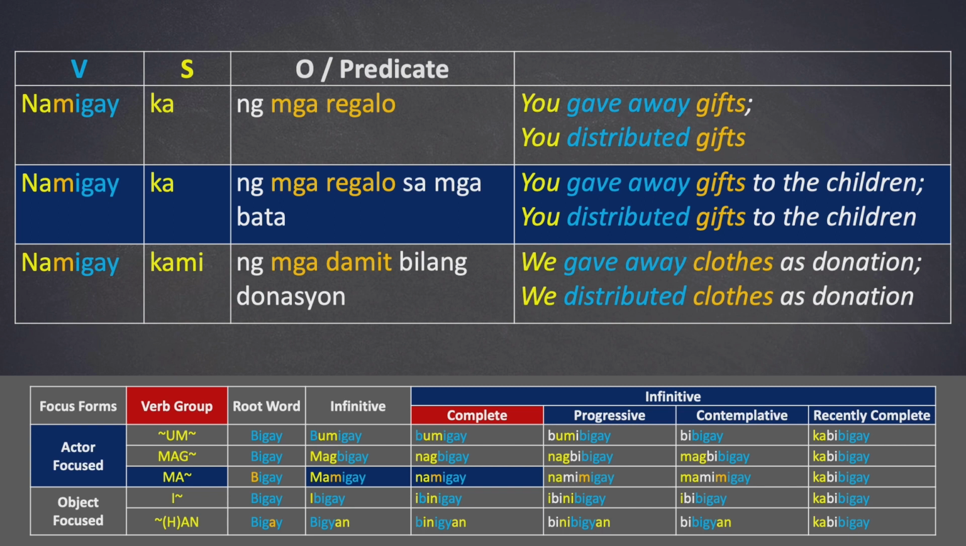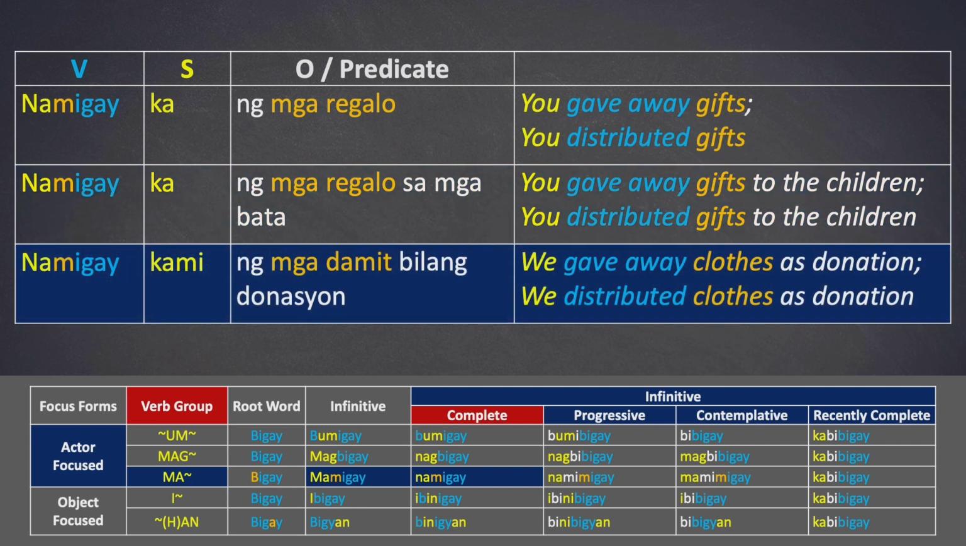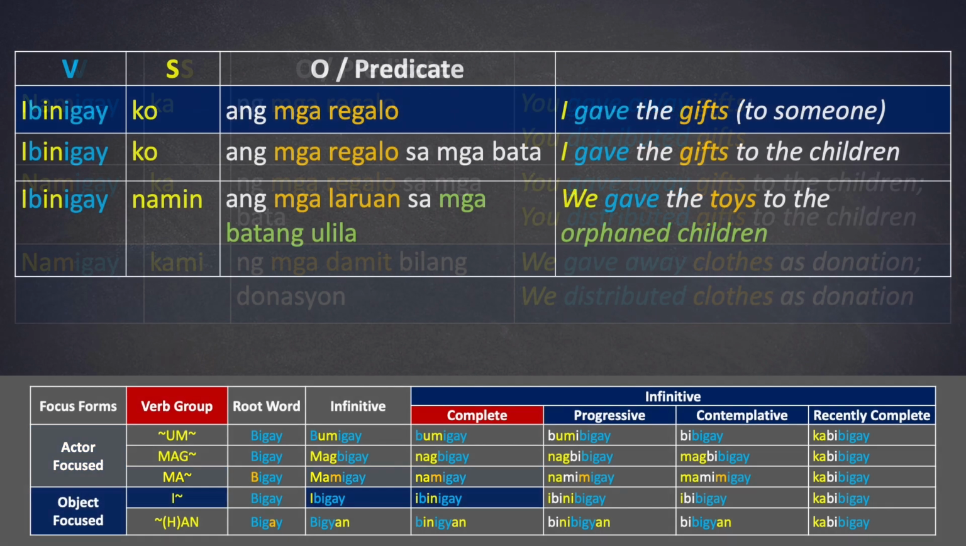Namigay ka ng mga regalo sa mga bata. You gave away gifts to the children, or you distributed gifts to the children. Namigay kami ng mga damit bilang donasyon. We gave away clothes as donation, or we distributed clothes as donation.